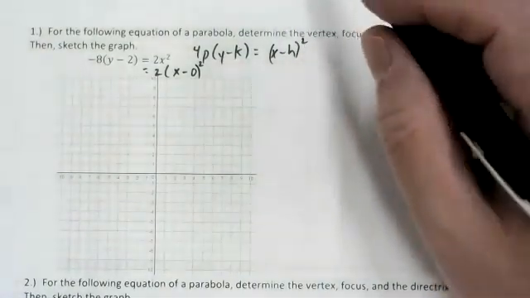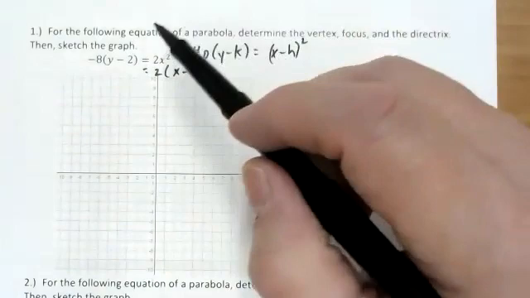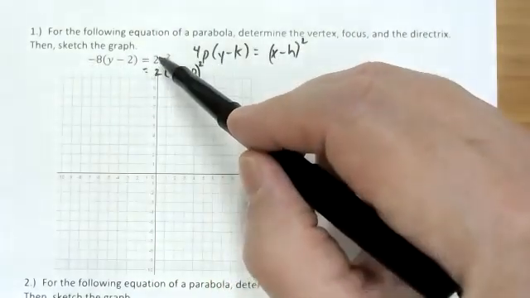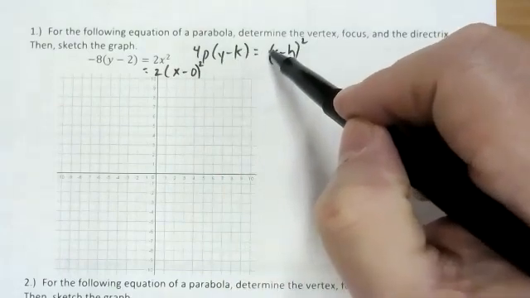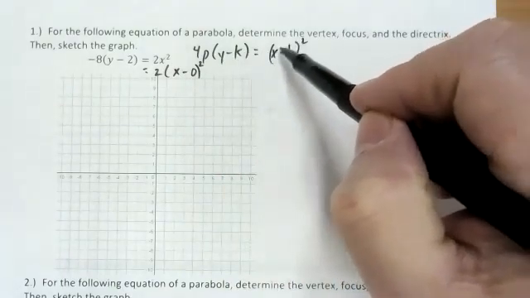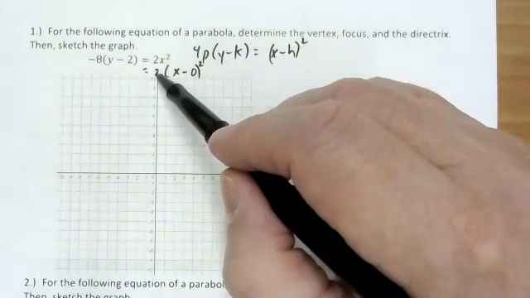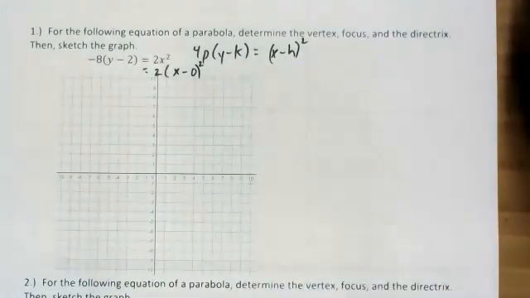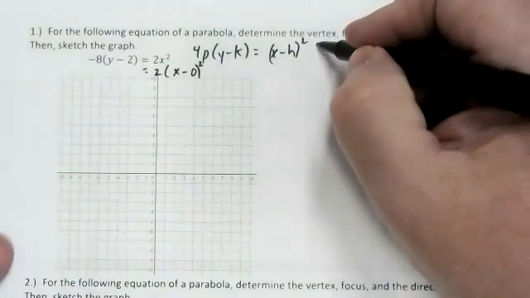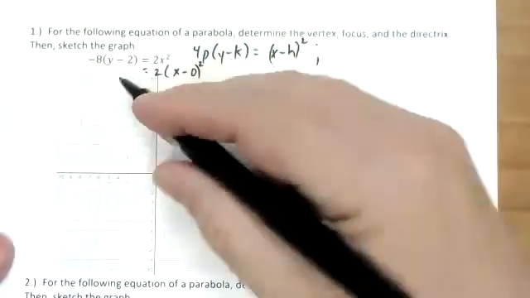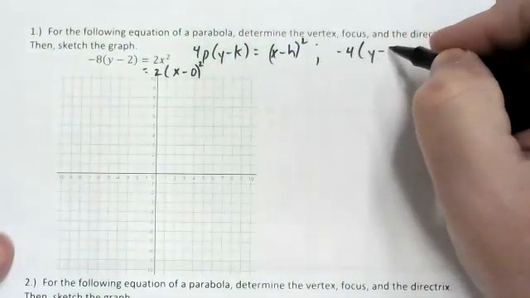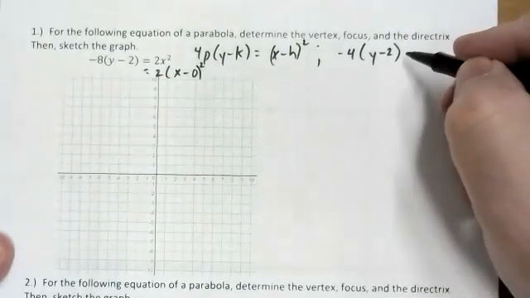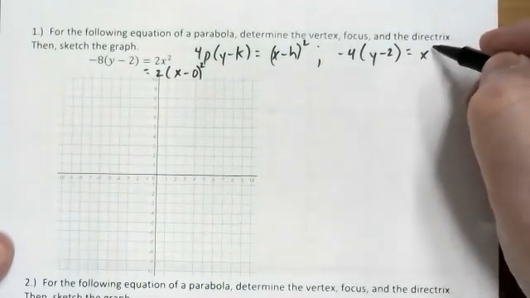But before we do that, the first thing I want to do is to make sure my equation is in standard form. You notice here, standard form means there should not be a coefficient in front of this squared parenthesis. Right now, I've got a 2. So I'm going to divide both sides by 2 to get the equation in standard form, which is going to leave me with minus 4 times y minus 2 equals x squared.